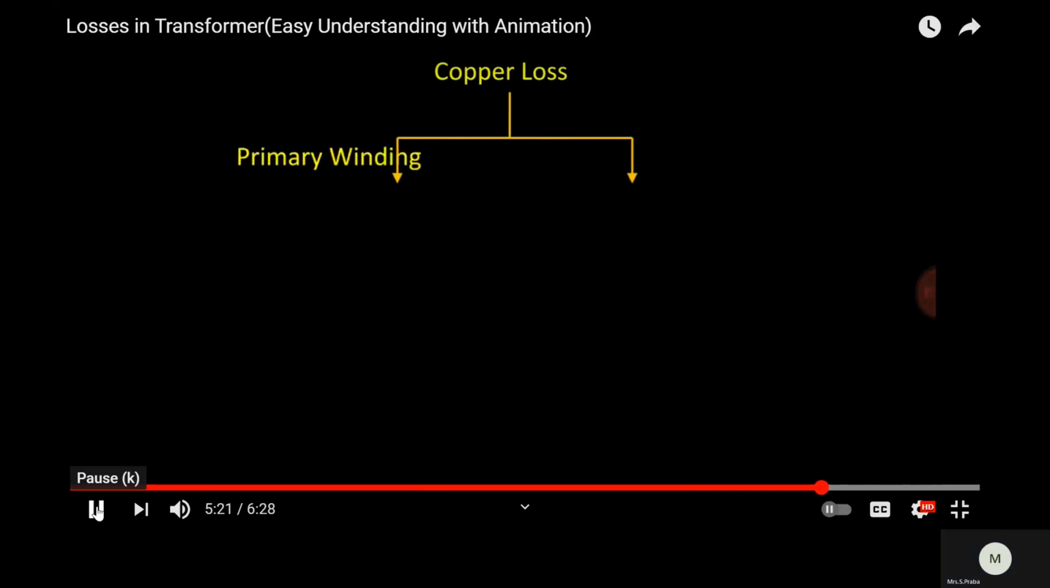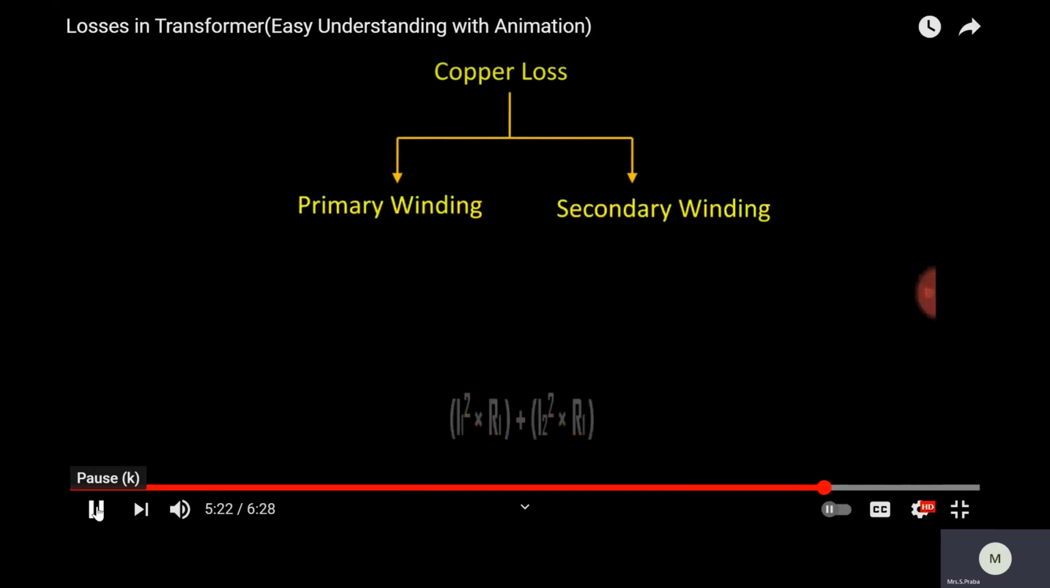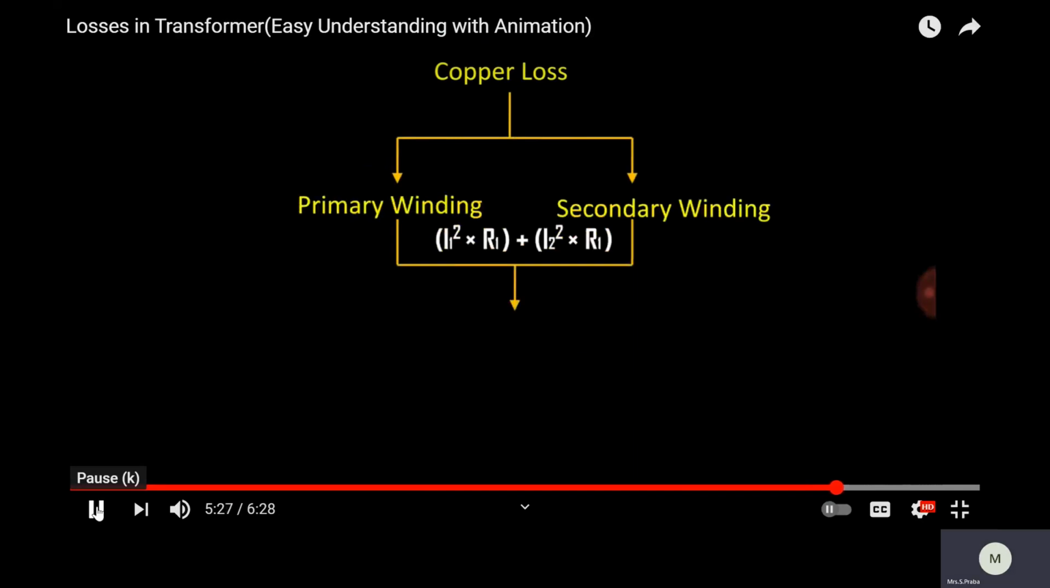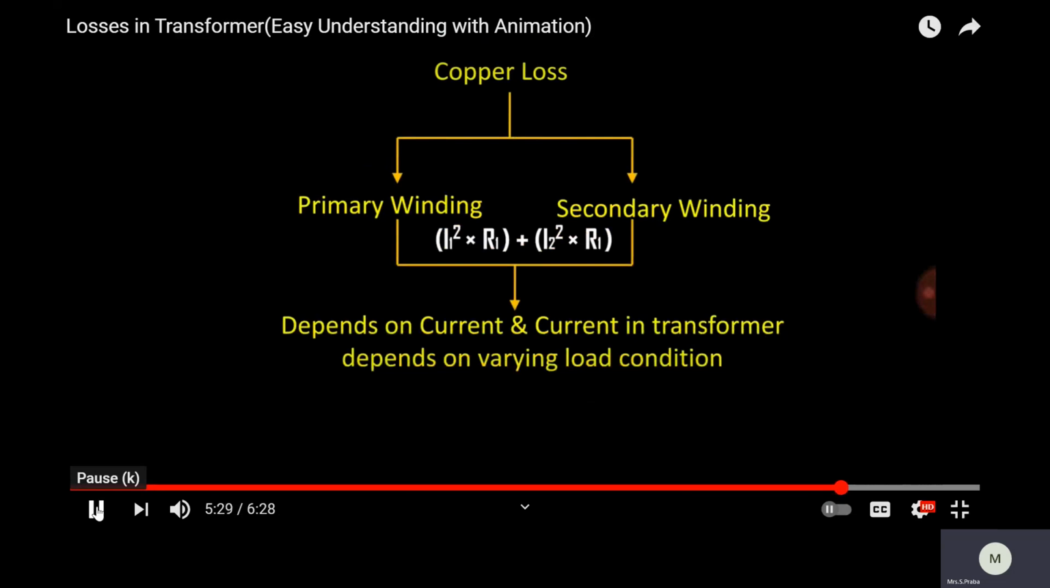So copper loss takes place in the primary winding and secondary winding. These losses are because of current in the primary and secondary windings, so these losses depend on current. And current in a transformer depends on varying load condition, because according to the load condition, the primary and secondary current will vary. That's why copper loss is called a variable loss. So why is copper loss called a variable loss? Because these losses depend on current, and current in a transformer depends on varying load condition, and that's why copper loss is called a variable loss.